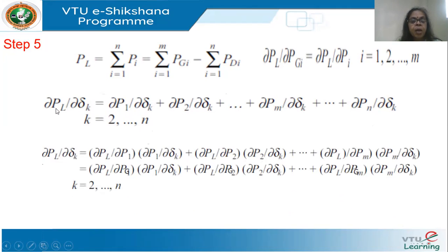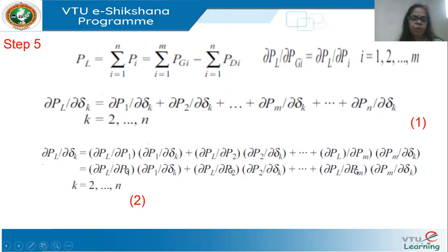Next, dou PL by dou delta k. Again, from the law of differentiation, I can write this as dou PL by dou P1 into dou P1 by dou delta k. You can see that these two will cancel: P1 is in the denominator, this is in the numerator. So each term I am writing here as a product of two terms. So dou PL by dou delta k is equal to dou PL by dou P1 into dou P1 by dou delta k. Right. This is partial differentiation, you can write it like this, because delta k is also a function of the injections. Okay. So now I have these two equations. Let me call this equation 1 and this equation 2.